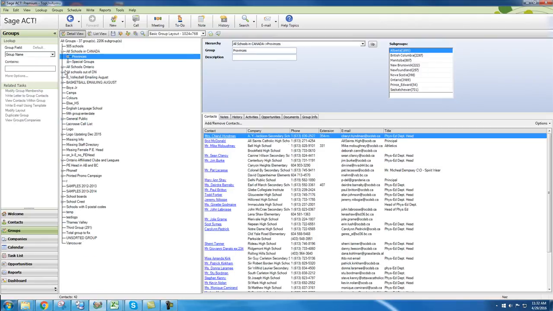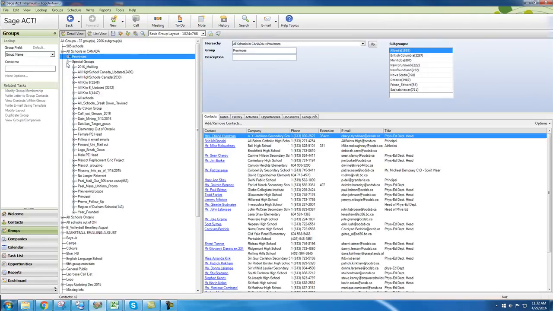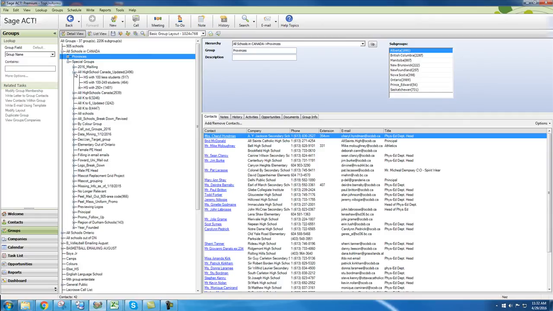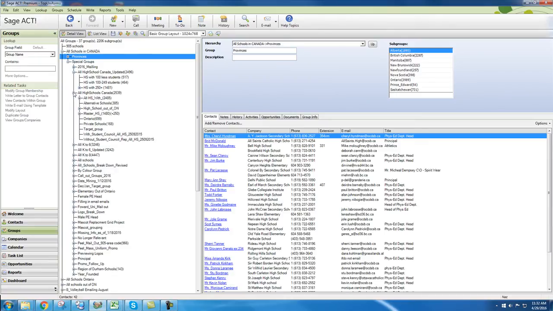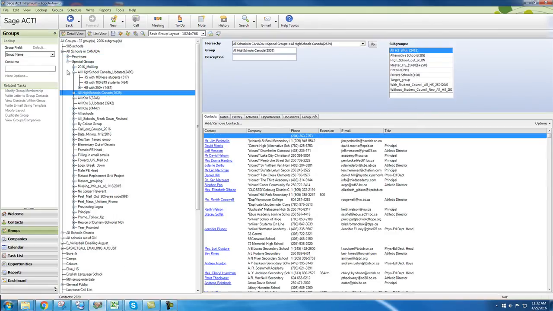The next subgroup that you want to also take a look at is all special groups. Special groups can be pretty much anything that's relevant to the way that we market. As you see, there's one for all high schools, one for all K-6, and one for all K-8s. The high schools are broken down by, once again, enrollment numbers. And then we also have them broken down in other subgroups, such as color groups by mascots and things like that.